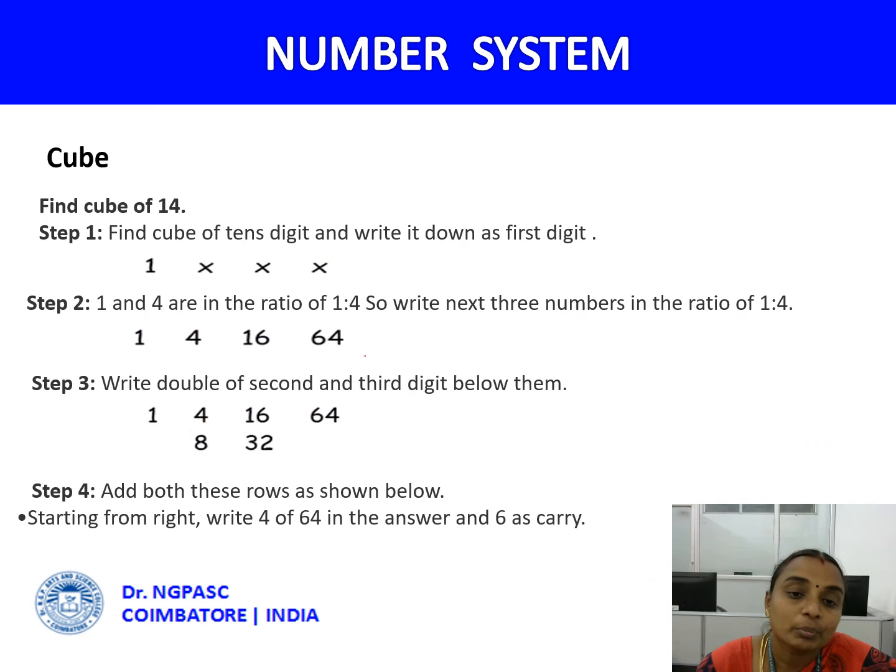Then what about cubes? The cube is a very easy concept. It is the same concept we used for squares. Find the cube of the tenth digit and write it down as the first digit, so we put 1 there. Then 1 and 4 are in the ratio 1:4, so you put 1, 4, then 4 square is 16, 4 cube is 64. For the next row, double 4, that is 8, and double 16, which gives 32.